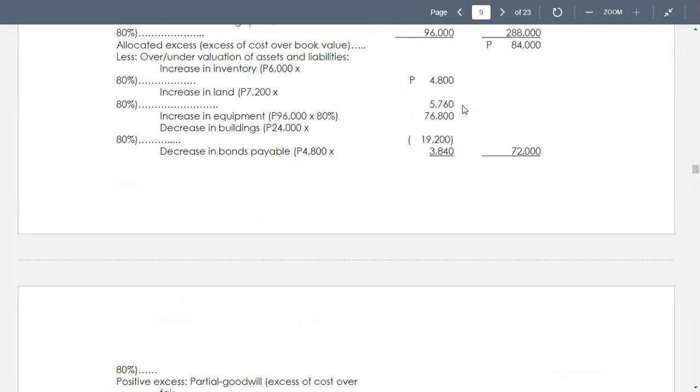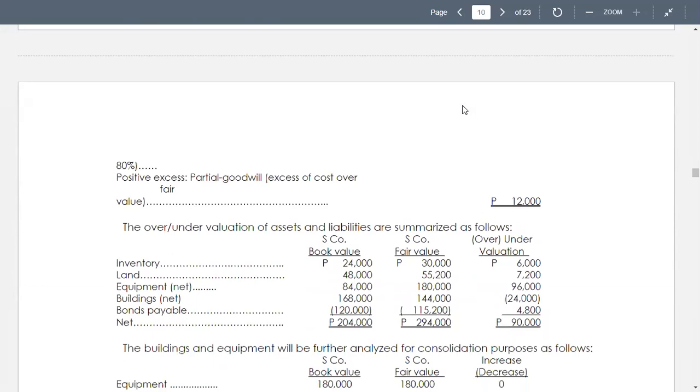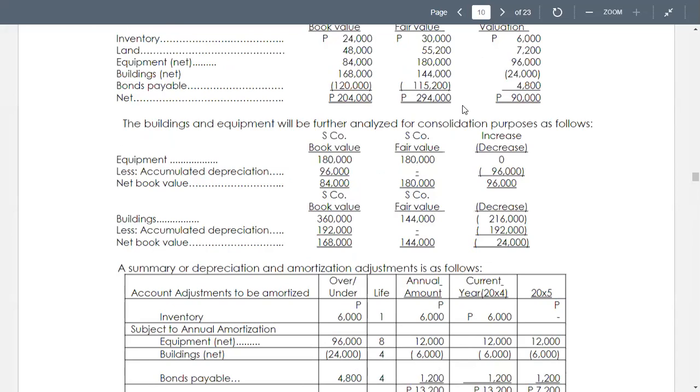The bonds payable, we have the undervaluation for 4,800. So we now get 3,840. The allocated excess of 84,000, we now have the amount of the over-undervaluation share of the parent. So the positive excess, that's the partial goodwill. Actually, that's the amount of the goodwill that we considered in column 1, wherein you only involve partial goodwill. So we now have the analysis. I know you are already familiar with these amounts as we already have them in requirement 1B. So just try to review these figures.